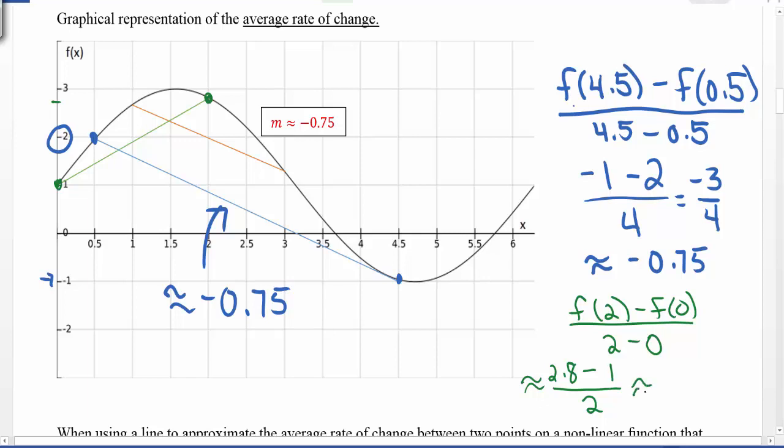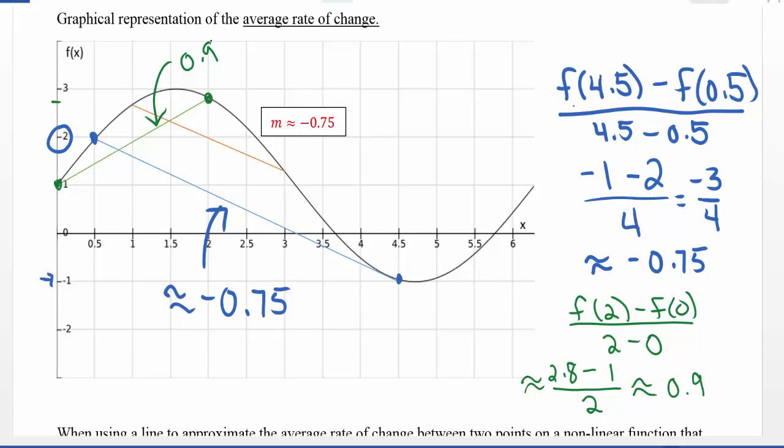So again, I'm going to crunch this number in my calculator, and when I put it all in, I get an approximation of 0.9. So again, I was expecting the slope to be positive, and it was, so that's good news. So here, the slope of this green line is approximately 0.9. So again, that tells me that on average, my function changes by 0.9 units in the y direction for every 1 unit in the x direction between 0 and 2, because those are the 2 points that I was considering here.